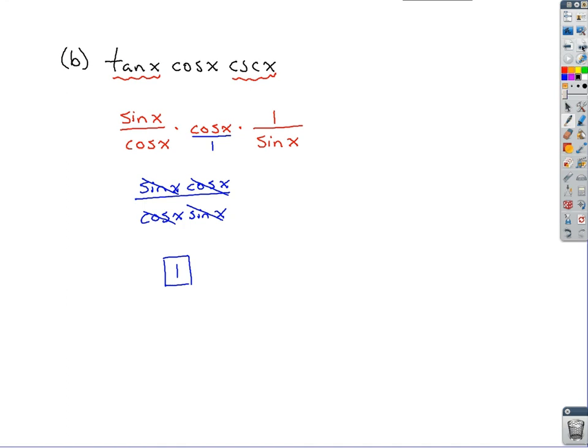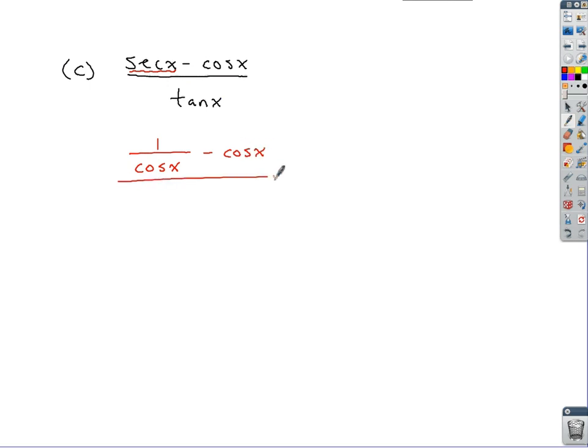All right, one more example of simplifying. For part C here, we're going to take the secant of x minus the cosine of x, put that over the tangent of x. Just to stay consistent, let me change whatever I can over to sine and cosine. So secant of x is the reciprocal of cosine. That means I can write it as 1 over cosine of x. I'd be subtracting cosine of x then, still in the numerator. Denominator, tangent of x, excuse me, converts over to sine of x over cosine of x.